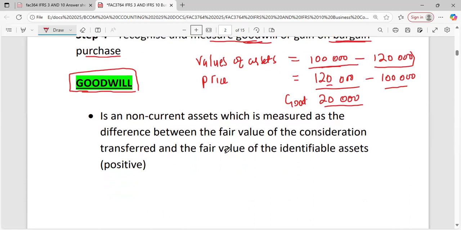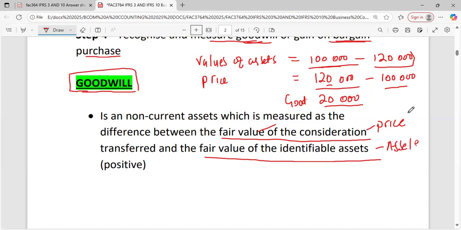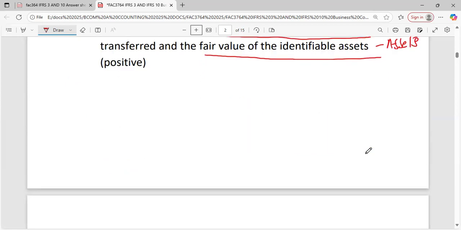Let's look at what they say here. They say goodwill is a non-current asset which is measured as the difference between the fair value of the consideration transferred and the fair value of the identifiable assets. So which means the fair value of the consideration is the price that you pay, and this is the value of the assets. So the difference between the two is going to give you that goodwill.